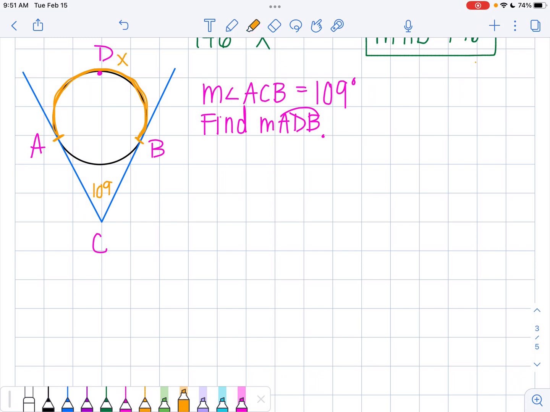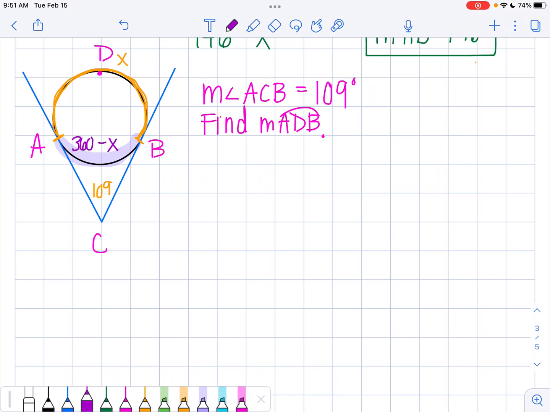Now, this is the part that's tricky. They don't give me this part. But here's what I do know. I know that x, the measure of arc ADB, plus the measure of arc AB is equal to a whole circle. So this purple arc is going to be 360 degrees minus whatever the orange guy is.